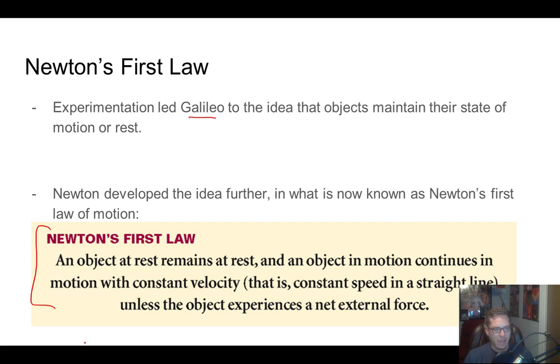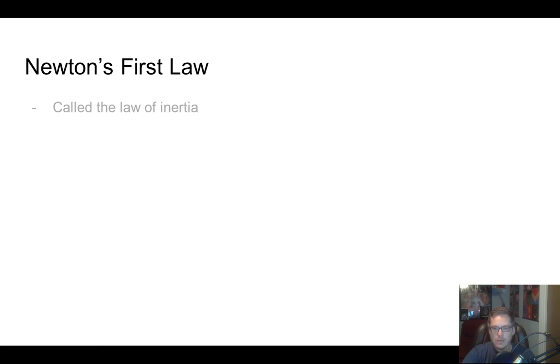An object at rest remains at rest, and an object in motion continues in motion with constant velocity, unless the object experiences a net external force. So your objects are going to keep going the way they're going until some new force acts on it. That's essentially what it says. All right. So you need to have this memorized, or at least be able to describe the basic principles of it. This is also called the law of inertia.